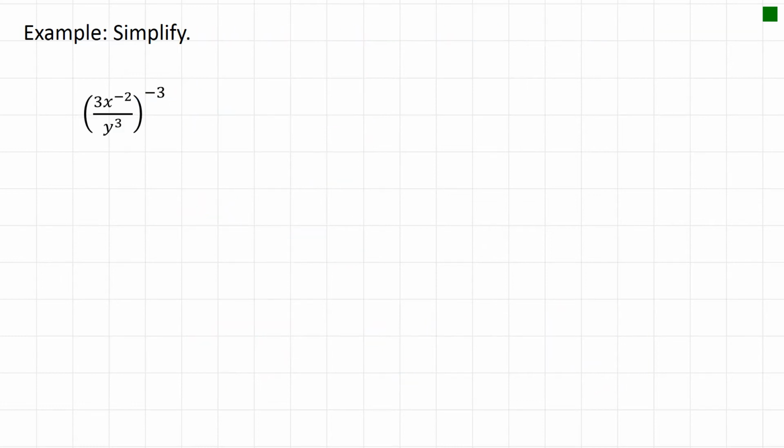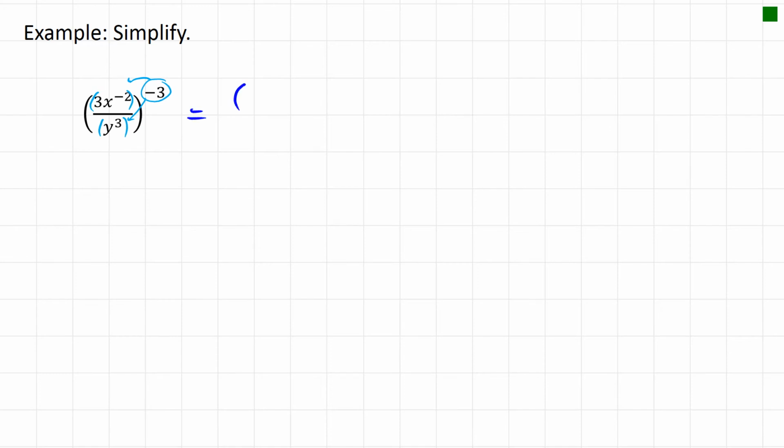Here we have one last example, and I just wanted to show you that we could actually do this a couple of different ways. So in the previous slide, I showed you that because I had a negative exponent, I would flip the fraction. But here I just want to show you that as long as we're following the rules, we can go in whatever way we like. So instead, what I'm going to do is I'm just going to apply that exponent to the top and bottom.